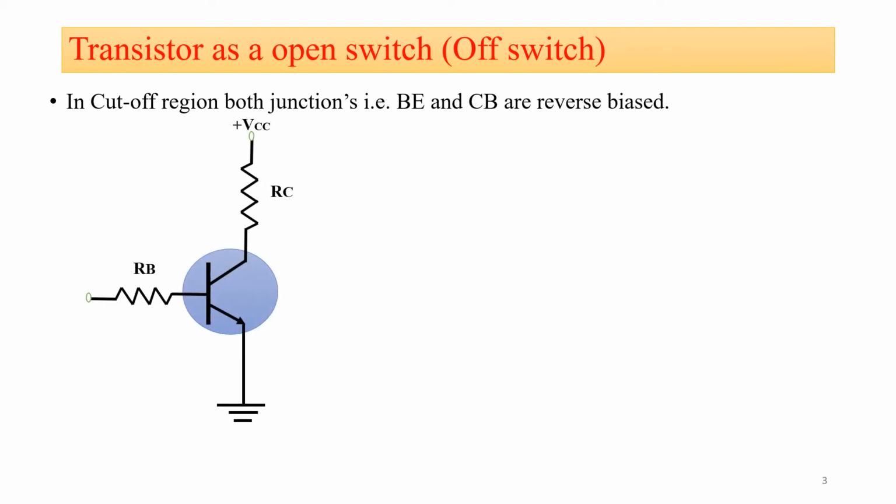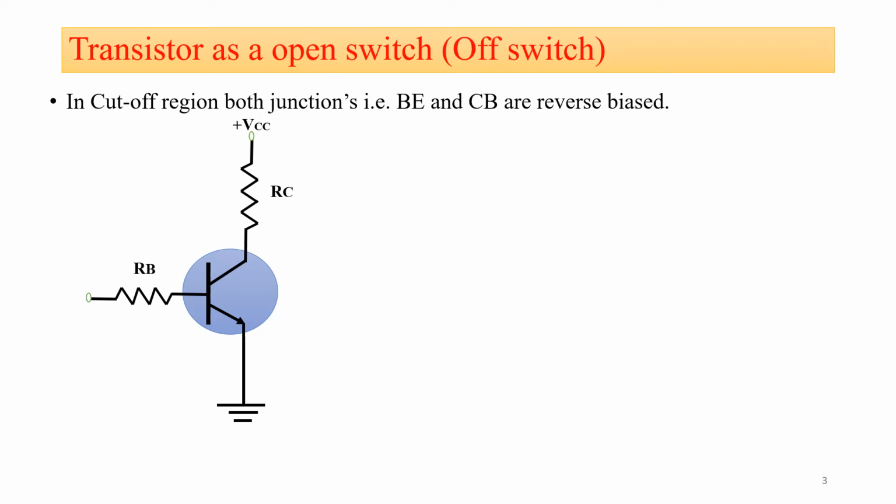Now this circuit indicates the common emitter configuration using an NPN transistor. To operate this transistor in cutoff region, our base emitter as well as collector base junction should be in reverse bias. Here the collector base junction is already in reverse bias because of that plus VCC, meaning the positive terminal of the supply is connected with the collector, the n-type semiconductor material. This indicates that our collector base junction is connected in reverse bias.